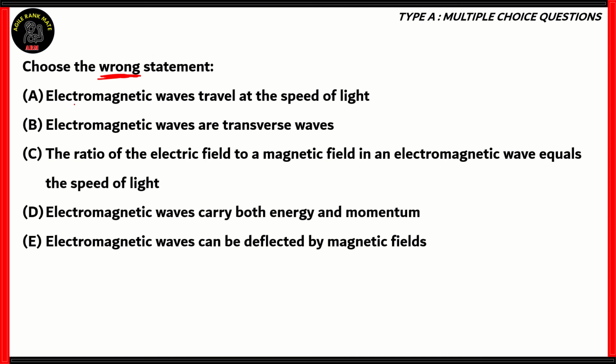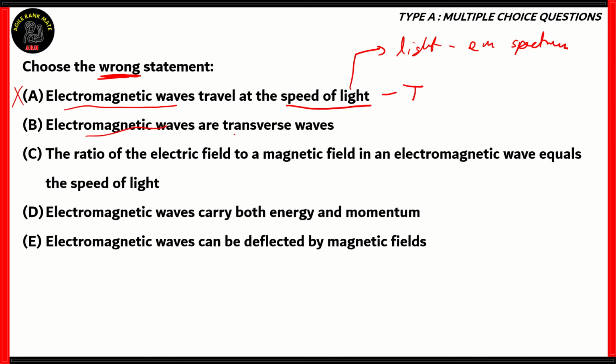Now option A, electromagnetic waves travel at the speed of light. The speed of light is the speed at which a light ray travels, and basically light is considered as part of the electromagnetic spectrum. So all electromagnetic waves, irrespective of wavelength or frequency, travel at the speed of light. So option A is true, which makes it incorrect.